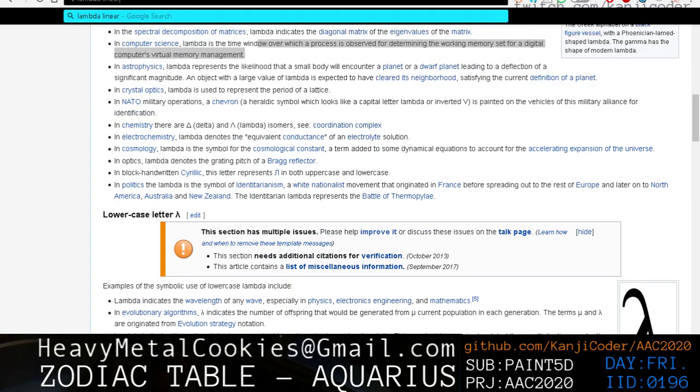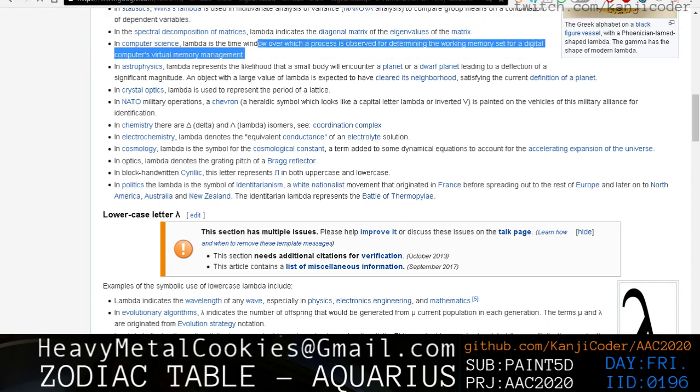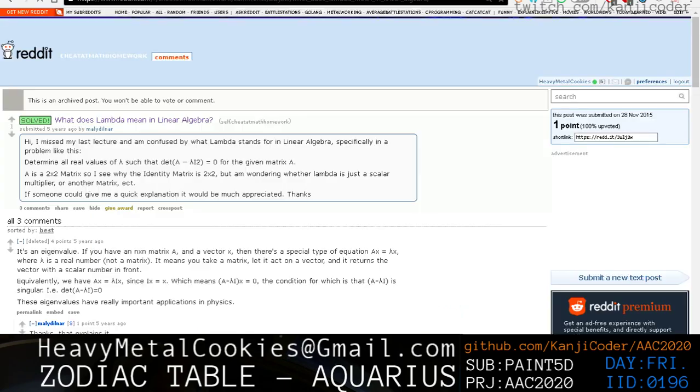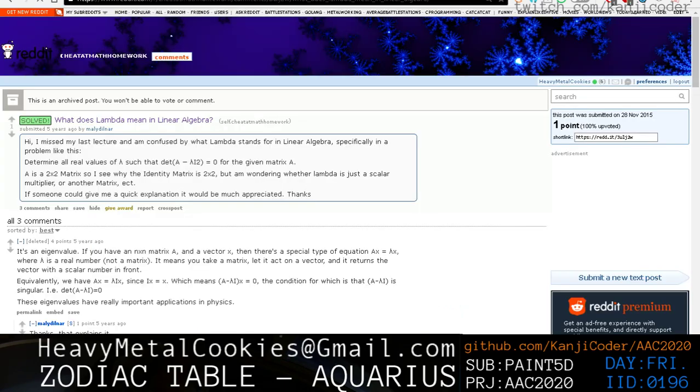Lambda linear algebra. So what is lambda in linear algebra? What does lambda mean in linear algebra? Like, what does that mean? I don't know. But we'll probably have to figure that out, right?